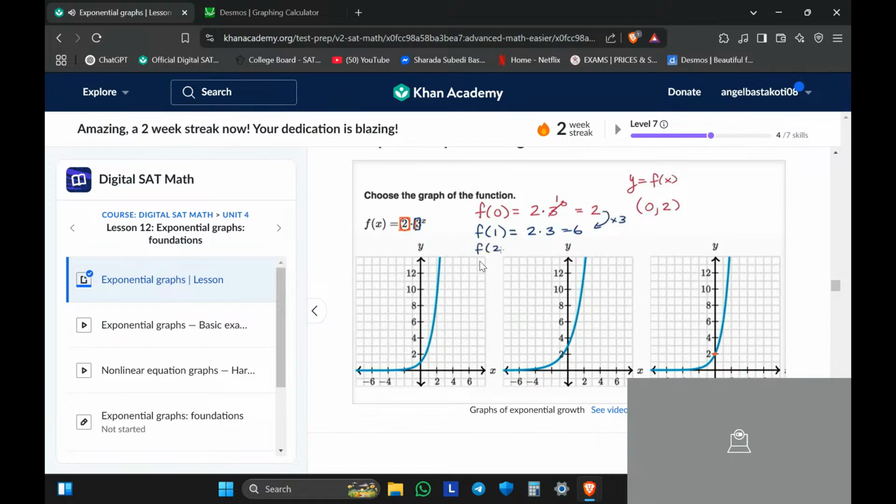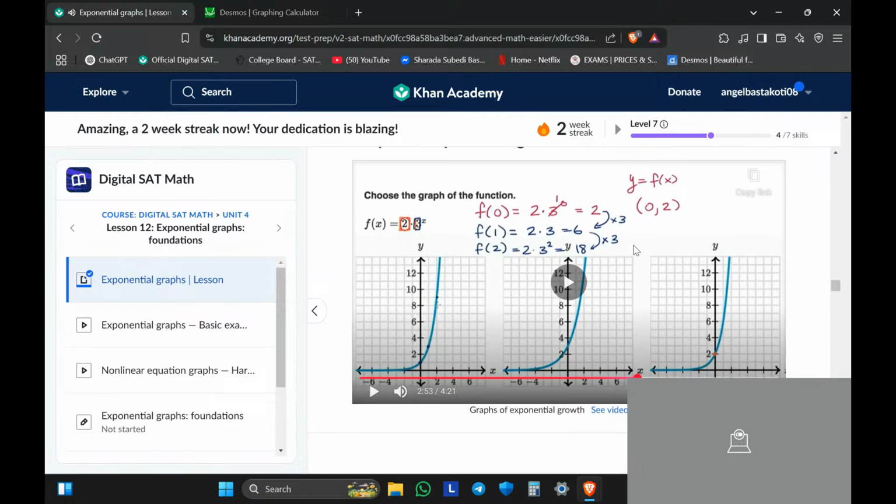F of 2, you're going to multiply by 3 again. It's going to be 2 times 3 squared, which is equal to 18. So once again, when I increase my x by 1, I'm multiplying the value of my function by 3. So let's just see which of these do this. This one we said has the wrong y-intercept. But as we go from x equals 0 to x equals 1, we are going from 1 to 3, and then from 3 to pretty close to 9. So it does look like this has a common ratio of 3, it just has a different y-intercept than the function we care about.